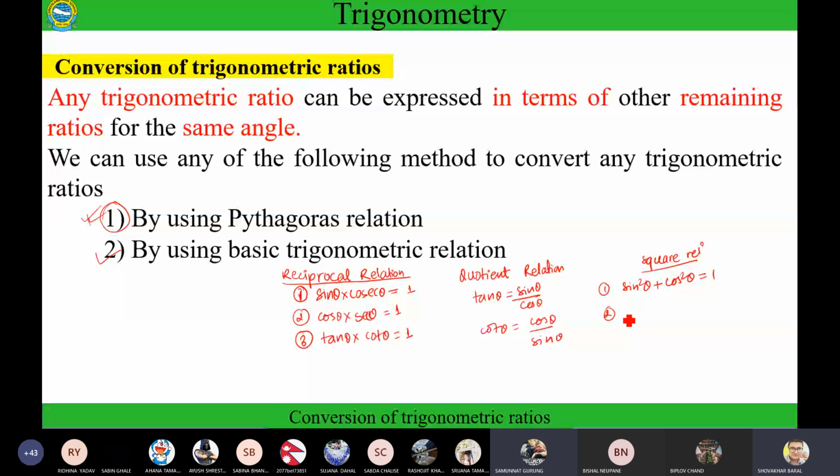Sec square theta minus tan square theta is equal to 1. And the third one: cosec square theta minus cot square theta is equal to 1. Okay, these are the basic formulas that you need to know.